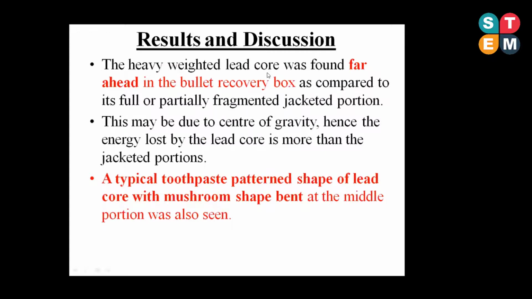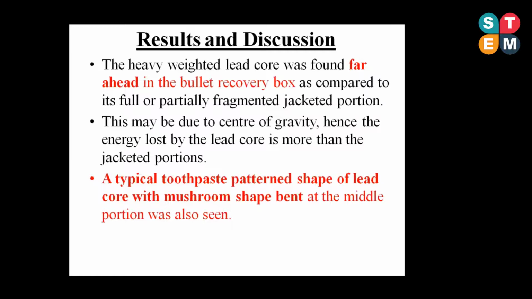Then, result and discussion. The heavy lead core was found far ahead in the bullet recovery box compared to its fully or partially fragmented jacketed portion. Due to its lesser weight, the jacket portion lies further back, and the lead core is ahead of the jacketed portion. This may be due to the center of gravity, hence the energy lost by the lead core is more than that of the jacketed portion. That is why we get the typical toothpaste pattern shape of the lead core, with mushroom shape bent at the middle portion, while the jacket portion mushrooms inwards.